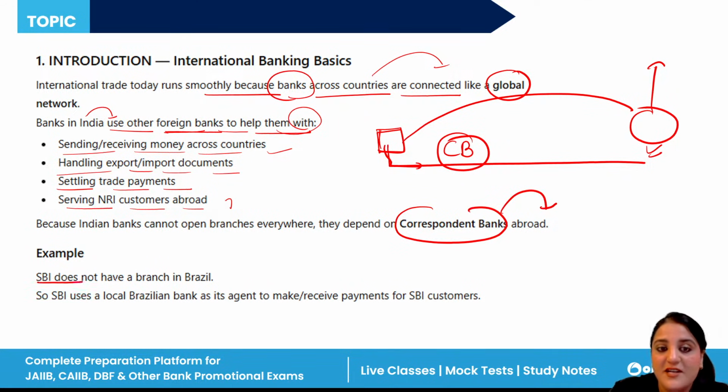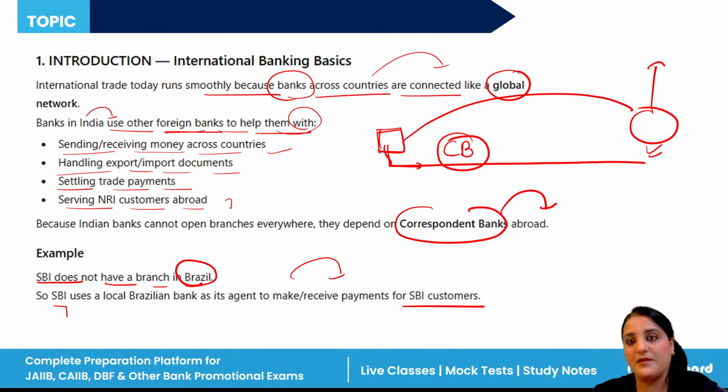So SBI does not have a branch in Brazil, but SBI uses a local Brazilian bank to make and receive payments from the SBI customers. Is that clear? What is the concept of correspondent banking? Where we can't reach everywhere as a bank, so we have to make agreements with the banks that are available there, so they will do all the things related to each other's banking activities, right?